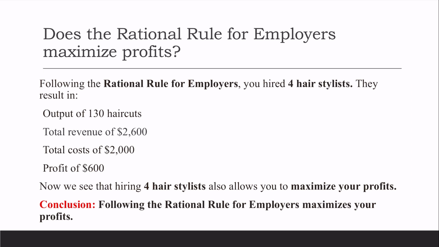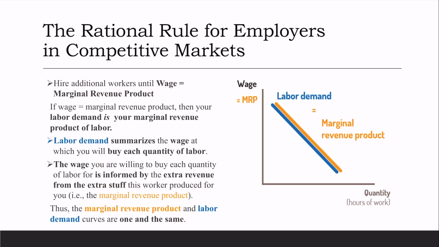Total revenue 26. Total cost is 2000. So the profit is 6. Now we see that hiring 4 stylists also allows you to maximize your profit. So, conclusion: the rational rule for an employer maximizing profit is the rational rule we have to apply. The rational rule for an employer in a competitive market: hire additional workers until wage is equal to marginal revenue benefit.